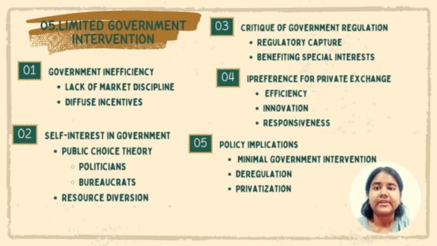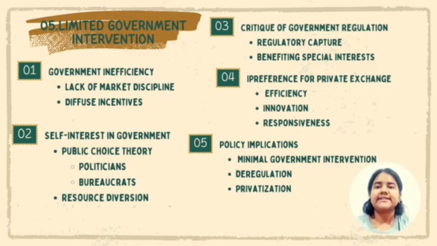For example, lack of market discipline. Unlike private firms that face competition and must operate efficiently to survive, government agencies lack similar incentives. Inefficient bureaucracies often persist because they are funded through taxation rather than customer satisfaction or profits. The next is diffuse incentives, where government decision makers, for example politicians or bureaucrats, are not directly accountable to consumers. This weakens their incentive to allocate resources effectively or to respond to changing conditions.